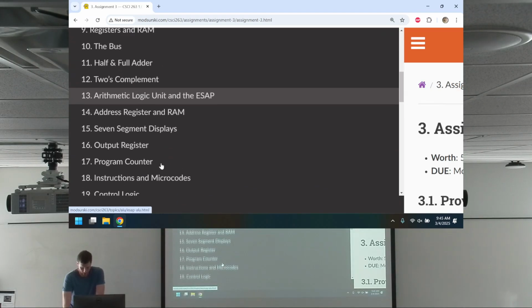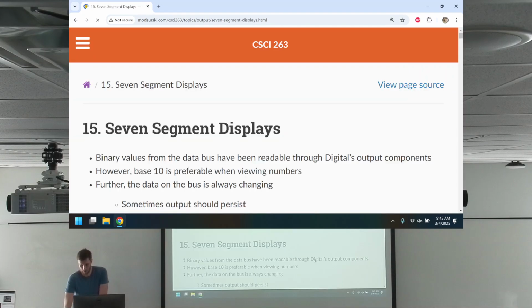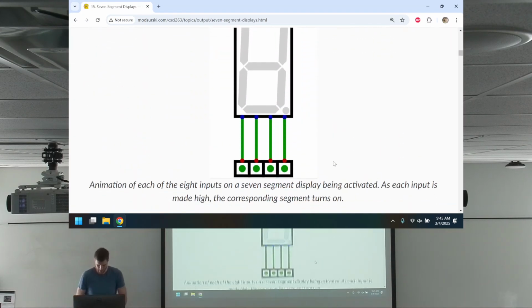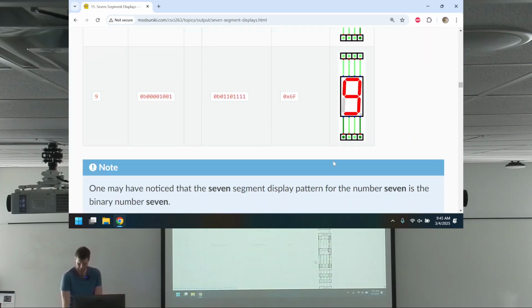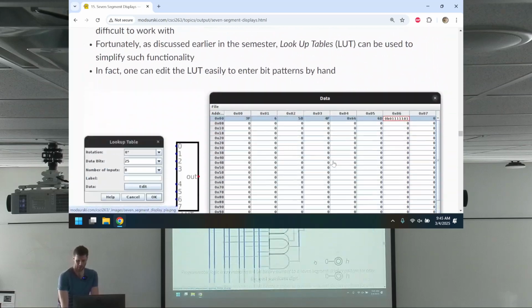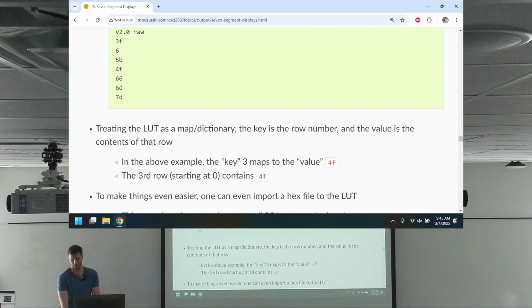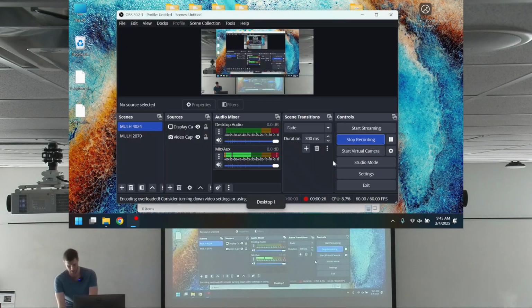Okay, where were we? We finished up the 7-segment display. Let me put this on. And we talked about how we can program all this stuff in. Am I recording good? Yeah.